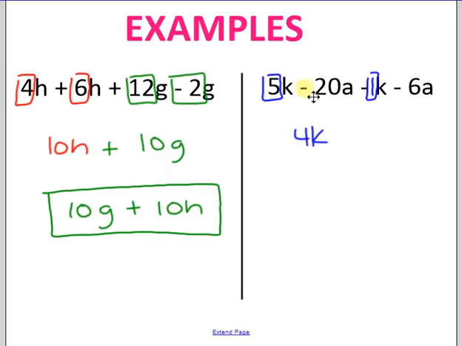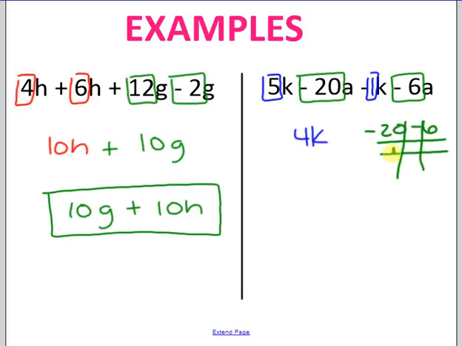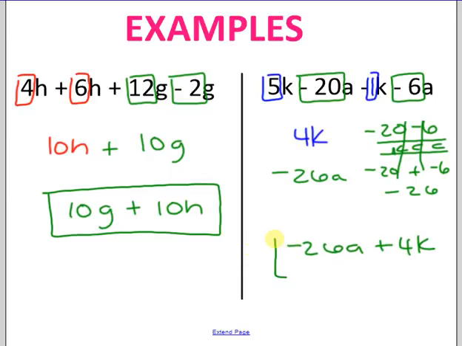And then I have here negative 20a minus 6a. Okay, this is where you have to start being careful. So you have negative 20 minus 6. Do a keep change if you need to. That's going to be negative 20 plus negative 6, which is going to be negative 26. So that's going to be negative 26a. Okay, now make sure you put them in alphabetical order. Negative 26a plus 4k. That's going to be your final answer.